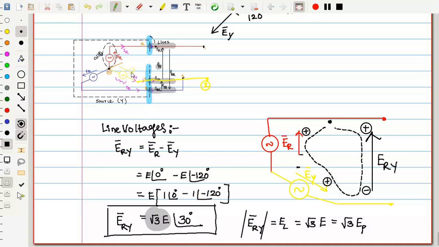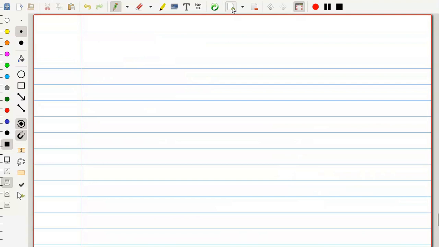EY to B is equal to EY. Here is the plus terminal. Try to see that. Plus is over here, and this blue color plus is here. That means EY minus EB is the EYB. So now let me write that voltage also.